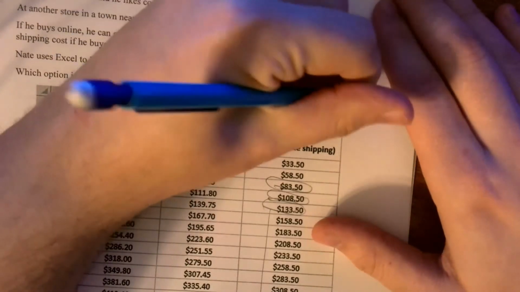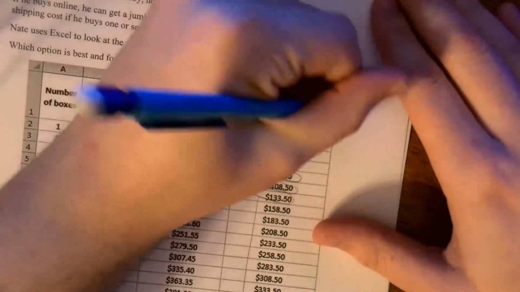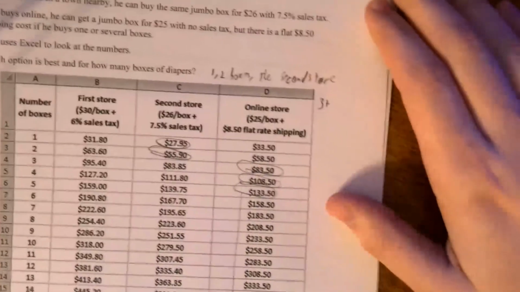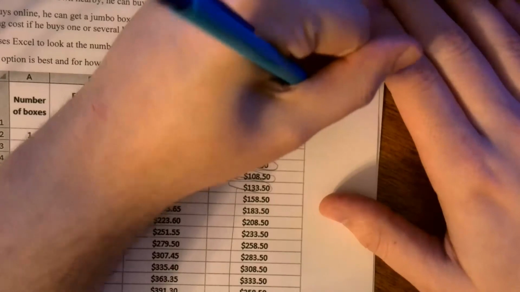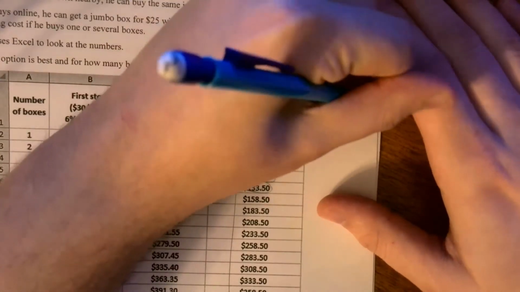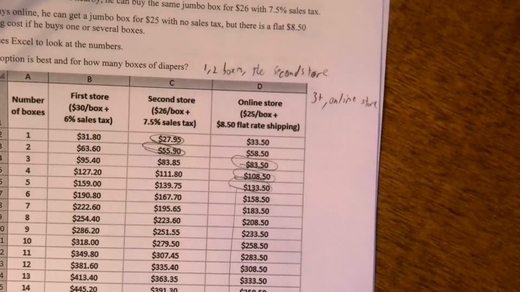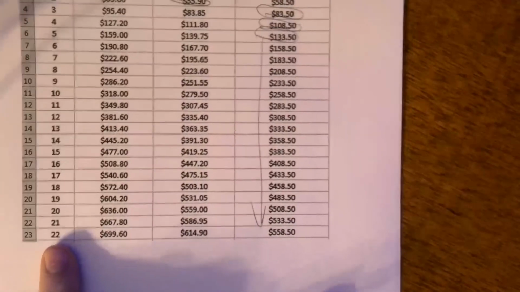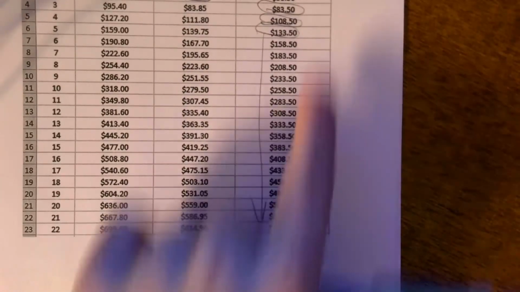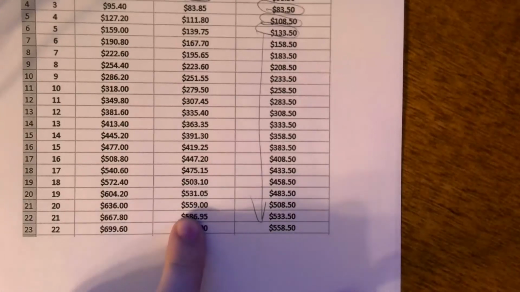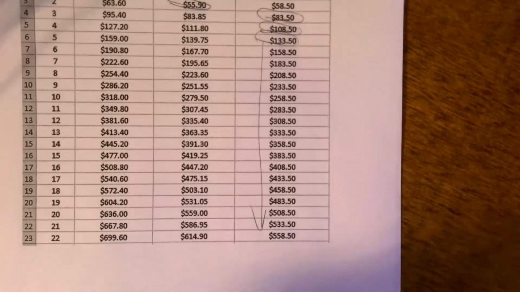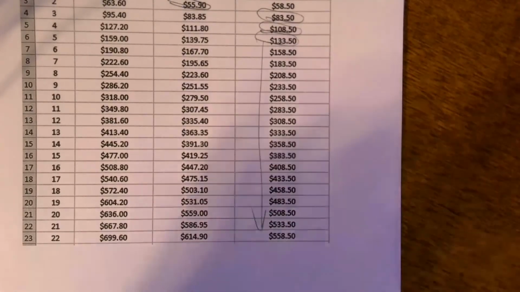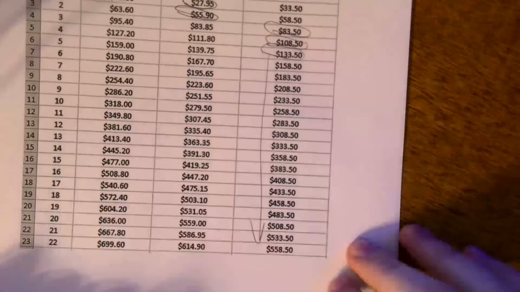The second store. Okay. And then for 3 plus boxes, so 3 or more boxes, the online store is best. Okay. So is there anything else that we can get out of this? If we keep extending this past 22, we see that this is always lower than these two after 3 plus boxes, right? So it doesn't matter how many more boxes we buy, it will always be cheaper than the other 2 stores. Okay?